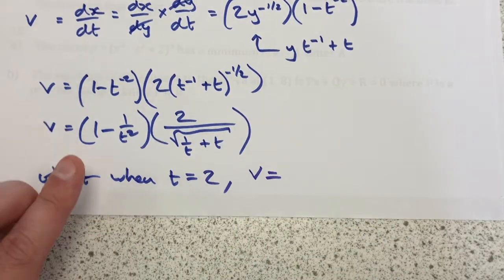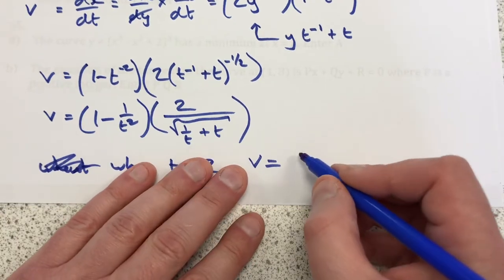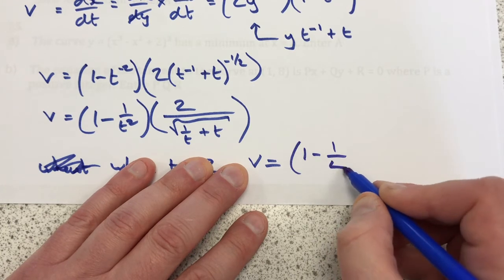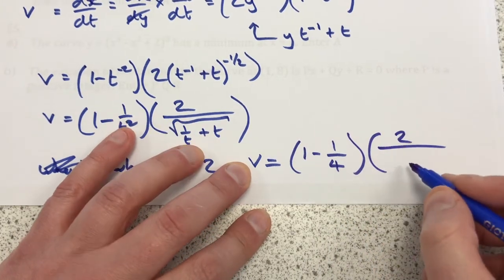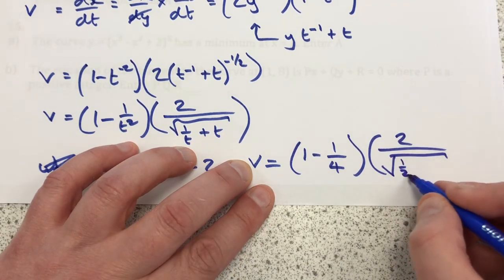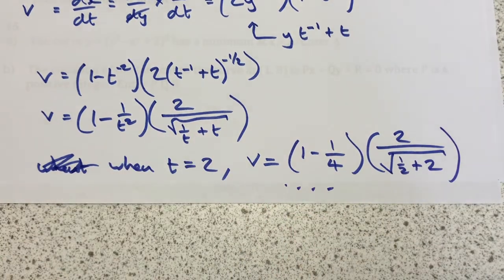v equals, well, I'll get you started off and we'll just say, open brackets, 1 minus 1 over 2 squared, which is 4, close brackets, 2 divided by the square root of 1 over t is a half, plus t, which is 2, and you're on your way there. Round that to 3 sig figs. Job's a good one.